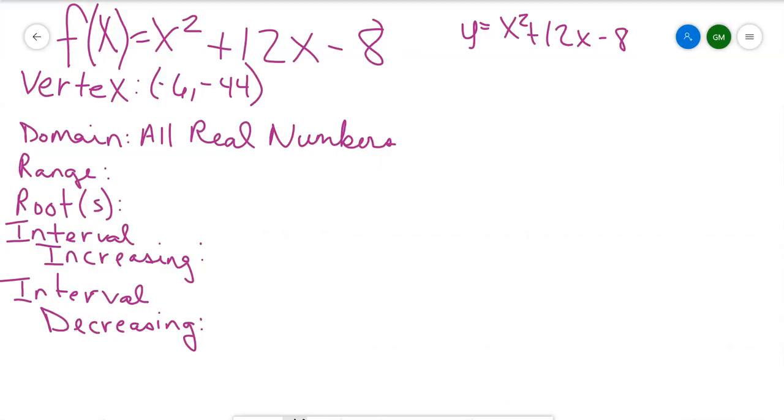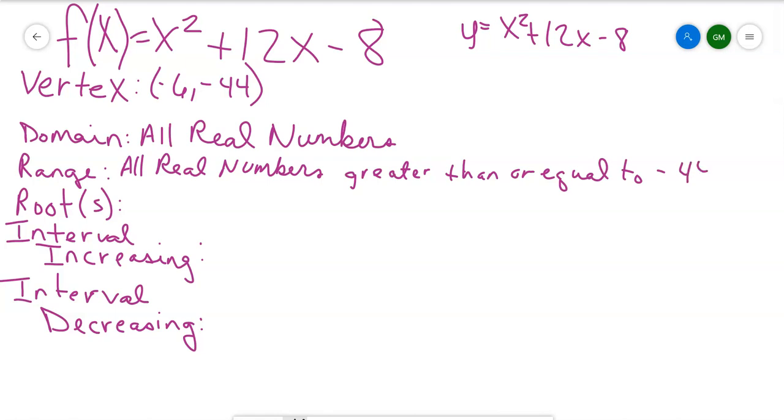But the range, remember, is all of our y values. And this was a positive a value, so that means it smiled, it opened up. And then we have a vertex with a y value of -44. So the range here would be all real numbers greater than or equal to -44. We should also pay attention to how to write that in interval notation. Remember, we have a bracket because that means it's included for -44. That's our lowest value.